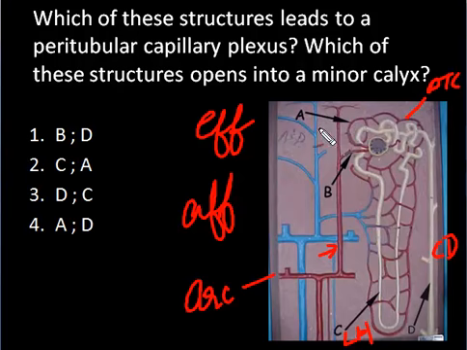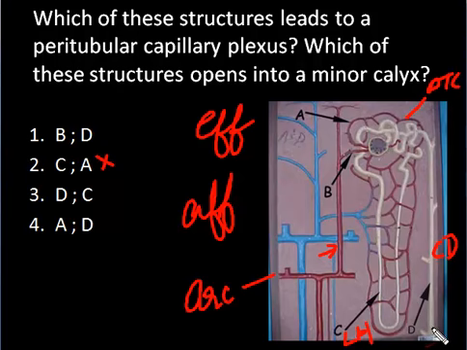So that means the second part of the question, anywhere where you have an A and a B, you can exclude that choice. So this one can be excluded. So it has to be one of the tubes. So it either is the loop of Henle or the collecting duct. Now the loop of Henle does not open anywhere. It goes back up and becomes the distal convoluted tubule. It is the collecting duct which opens into a minor calyx.